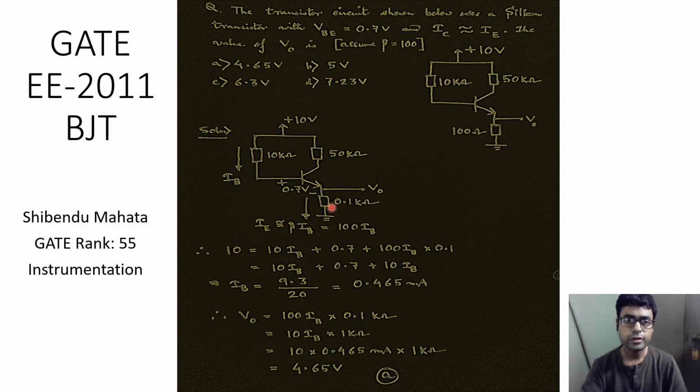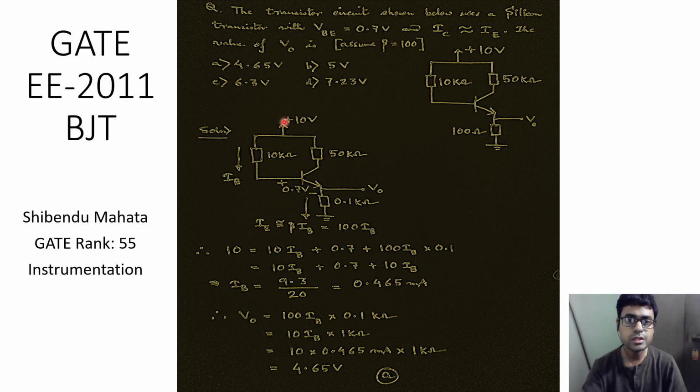Next, we are interested in finding this voltage V0, and because this resistance is known to us, this is 0.1 kilo ohm, if we can find the emitter current, then we can multiply the emitter current with the 0.1 kilo ohm resistance, and we can easily find the value of V0. Now, emitter current is equal to beta times IB, and because beta is equal to 100, IE is equal to 100 times IB.